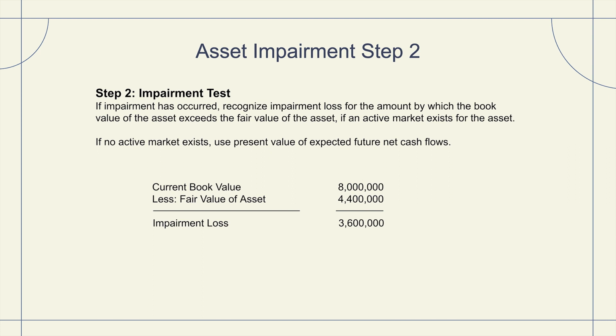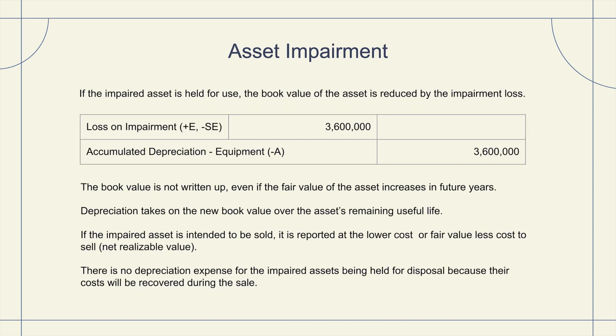So in our calculation, we have that $8 million book value. And let's assume that we were given the fair market value of the asset to be $4.4 million, and therefore the impairment loss would be $3.6 million. If the impaired asset is still held for use in the operations of the organization, the book value of the asset would be reduced by the impairment loss. This would be done by simply increasing the accumulated depreciation. In this example, for equipment, we'd record the loss and impairment of $3.6 million.